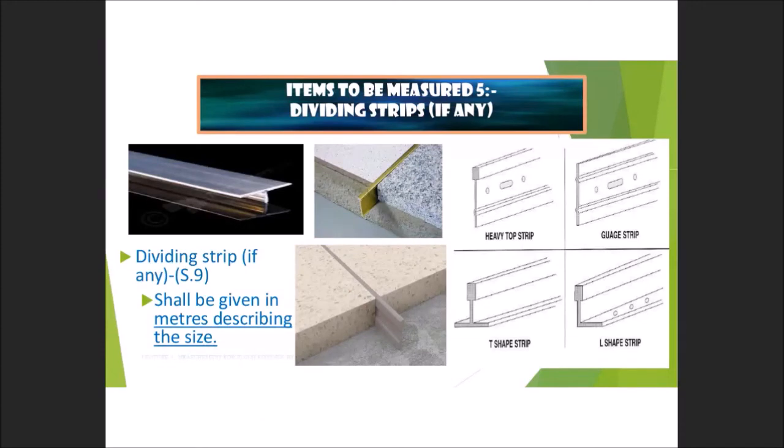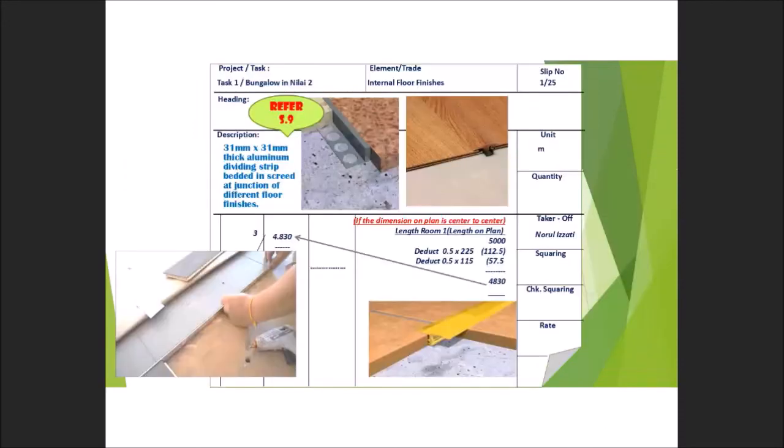to see the actual specification of the dividing strip, made from stainless steel or brass. In terms of shape, there are a lot of shapes: L shape, T shape, gauge, and also heavy top strip, and so on. It shall be measured in meter, describing the size. This is one example: 31 by 31 mm thick aluminium strip bedded in screed, because you need to close the jointing at the junction of different floor finishes.